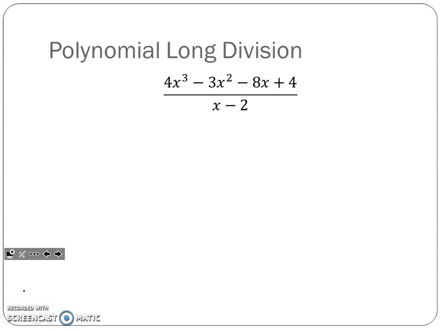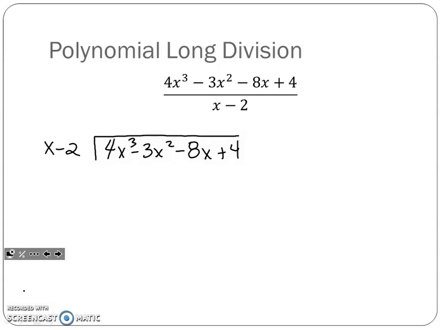So my 4x cubed minus 3x squared minus 8x plus 4 is going to go inside of my division box here, and the x minus 2 is what's going to go on the outside. Okay? Now, remember, when we are working through these problems, we are going to be asking ourselves, what times our first term of our divisor equals the first term of our dividend? And that's the first step. What times our first term here equals our first term here? And when we do that, we only pay attention to the first term.